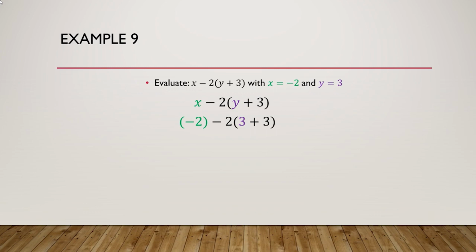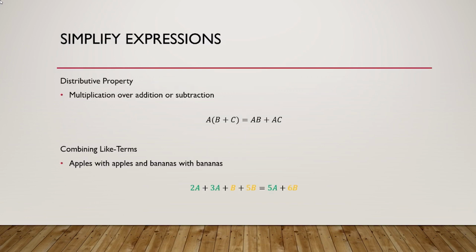So now you just apply the order of operations. So you do what's inside the parentheses first. So you do 3 plus 3, which is 6. You have -2 minus 2 times 6. So now you would multiply. So you do 2 times 6, which is 12. And then -2 minus 12, which is -14. And that's it. So let's look at another example.